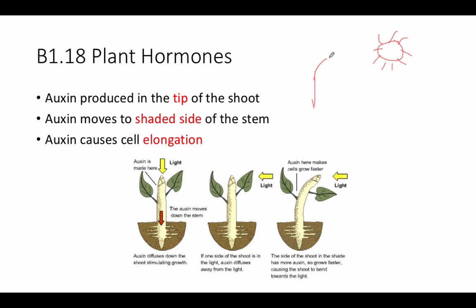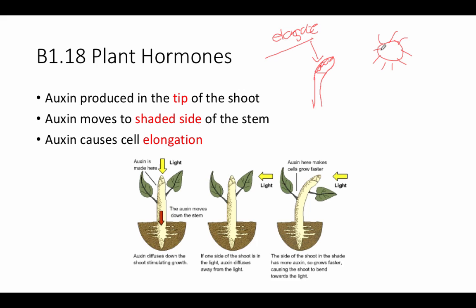But what makes it bend in that direction is because the hormones move to the opposite side. They're only found in the tip, they're always there, but they move to the opposite side from where the light is because they cause the cells on this side to elongate. Right, just imagine if one side of your body started to stretch, if my left side of my body started to stretch, I would bend towards the right side. That's all that happens, is the auxins cause this side of the plant to elongate, which makes it bend in that direction towards the light. Phototropism.